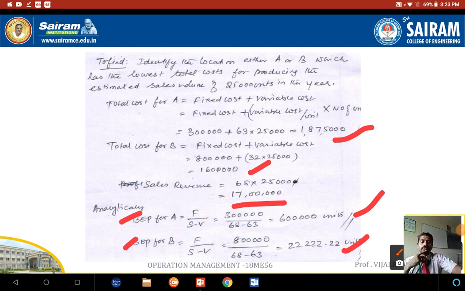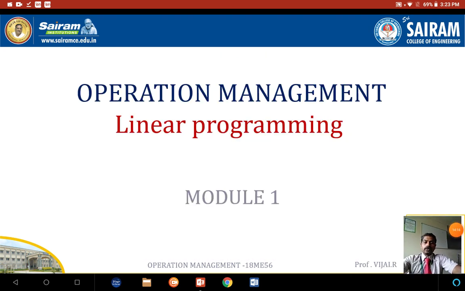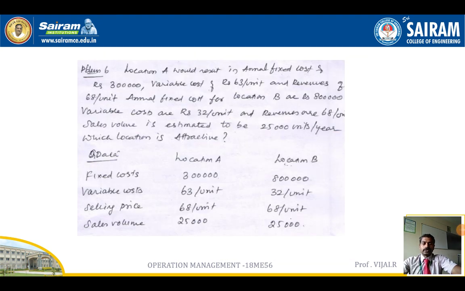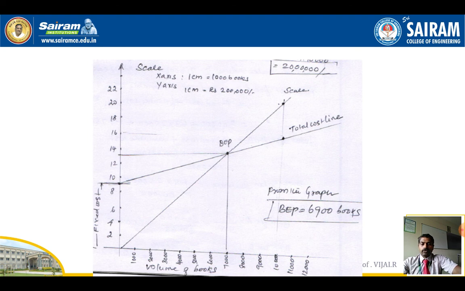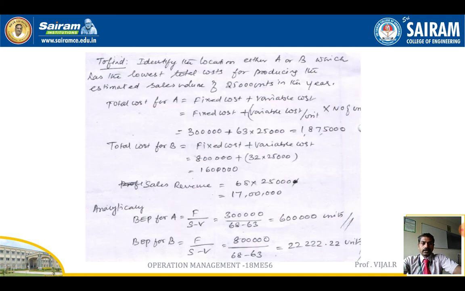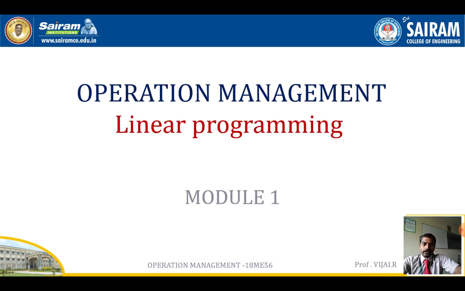So the same we can do with a graph also. In the next slide, by using this X and Y graph, with volume and price, fixed price on the X and Y, we can do it using a graph also, right? So this 22,222 for B is a good option. By graph also we will get it. Next is linear programming, we will see in the next video.